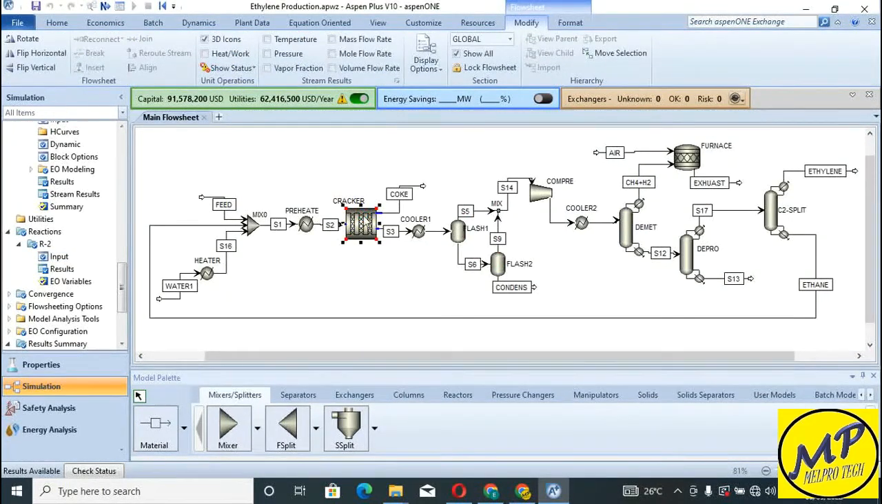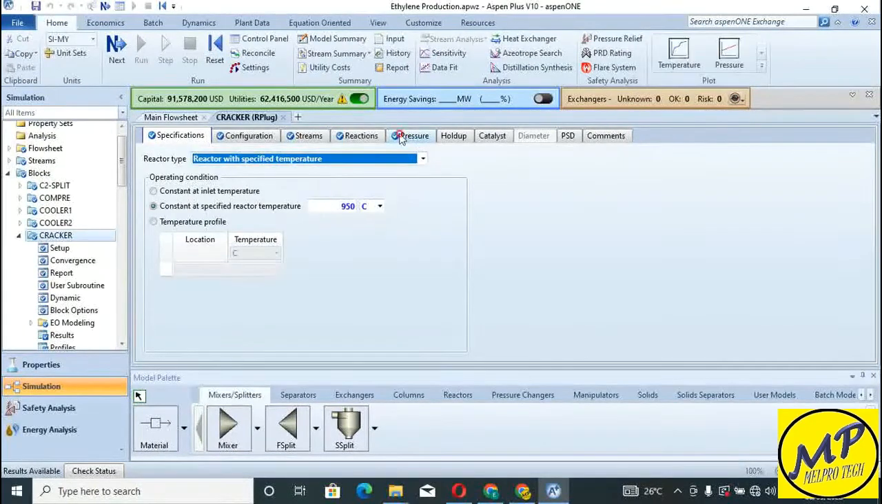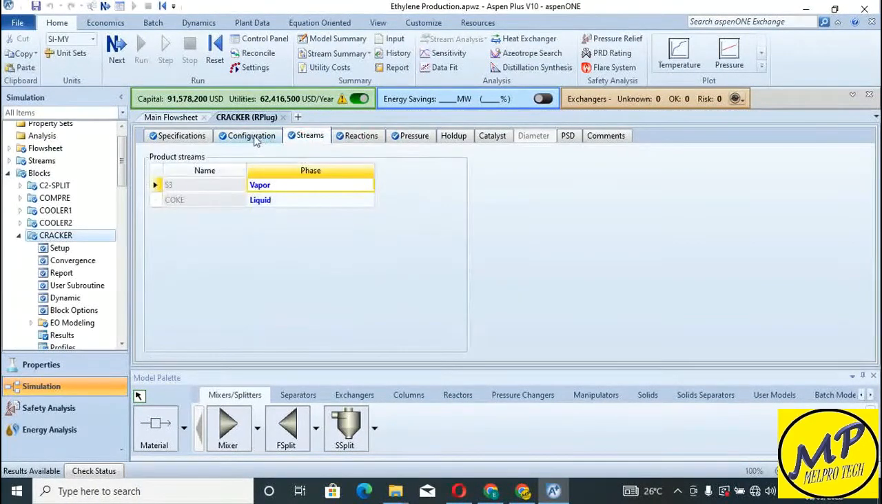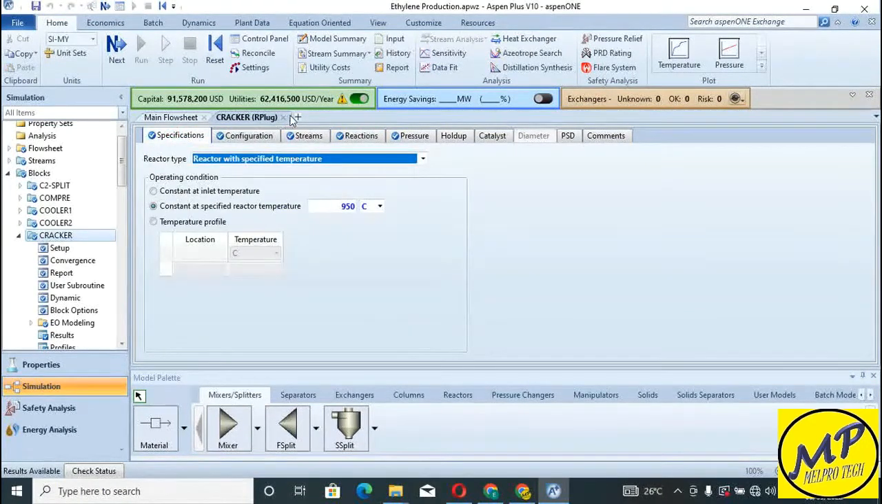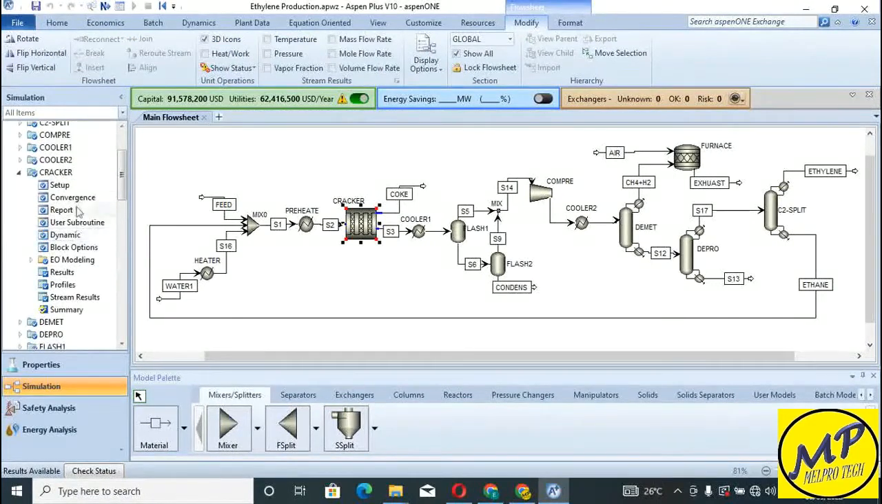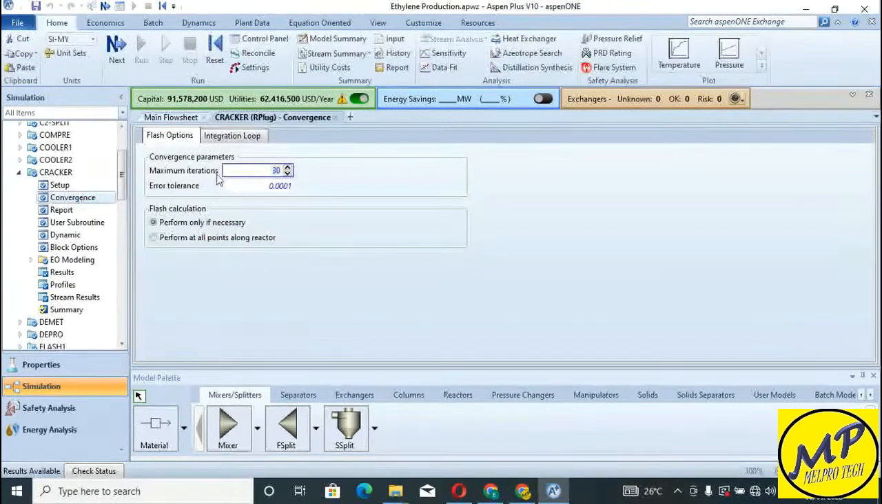We're still on the cracker. I believe the pressure too is this. This is the pressure. Then there's one thing again that we did for the cracker. I think we increase the convergence. The convergence is 30.